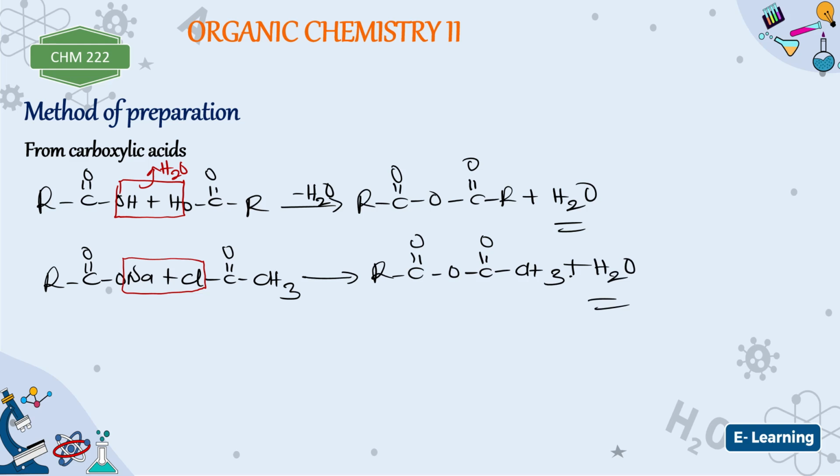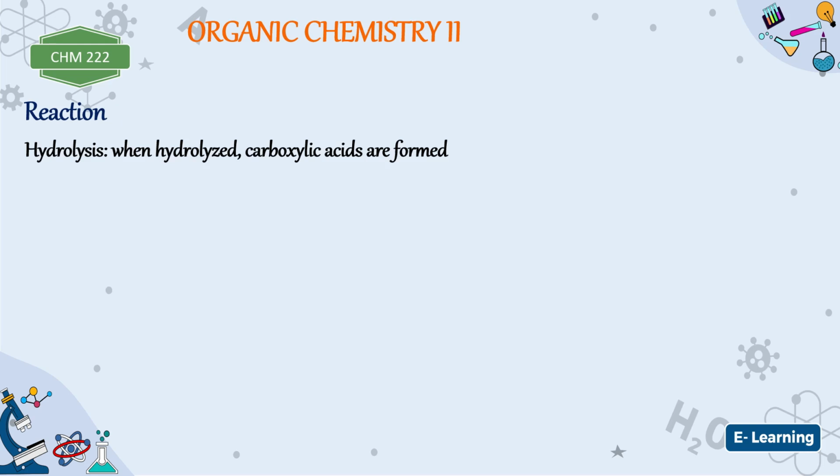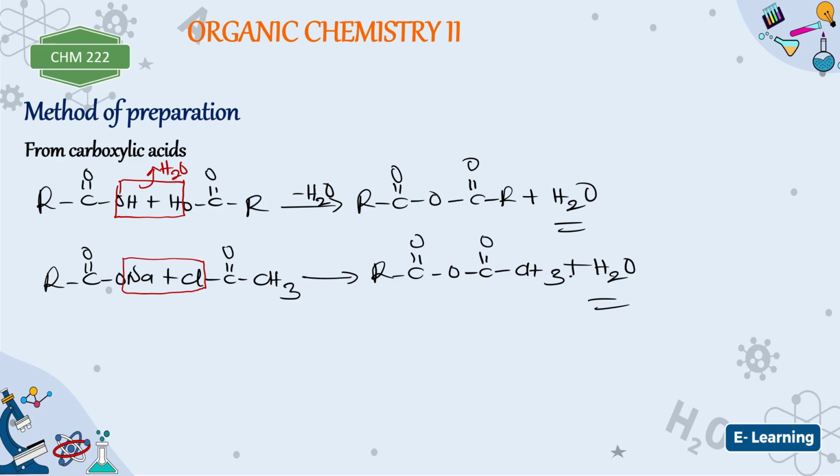All right. Now, how about reactions? If you hydrolyze the acid anhydride, when you talk about hydrolysis, it means you are passing water through them. Now recall, how did you form them? You remove water from two carboxylic acids to form this. If you add the water back, it's going to form the two carboxylic acids again.